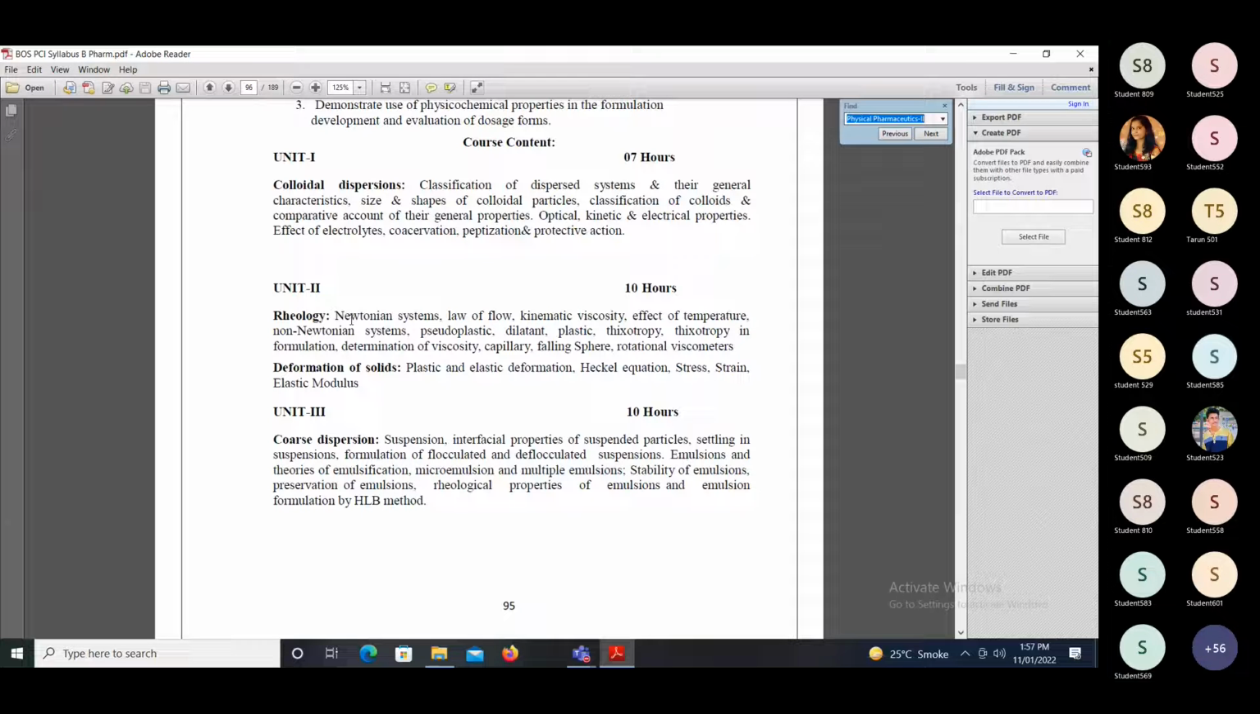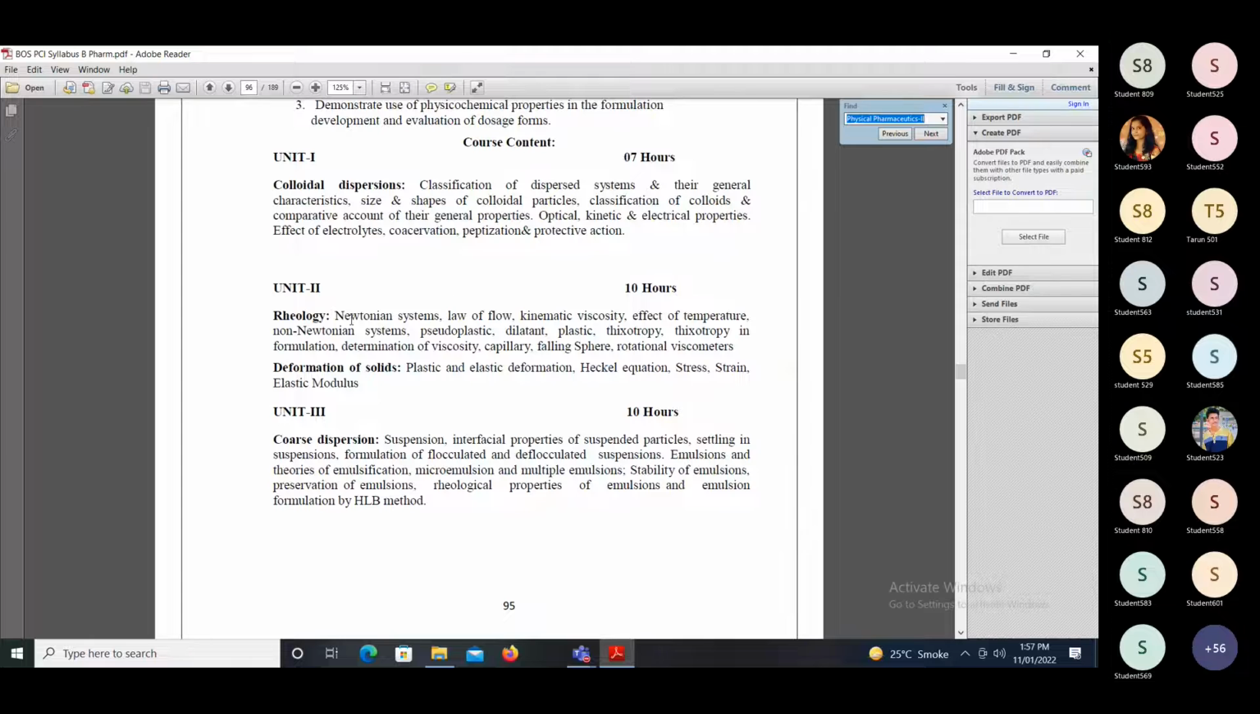The Newtonian and non-Newtonian types of fluid depend on the rheology characteristics of the fluids. If it is Newtonian, the fluid obeys the Newtonian law, and if it is a non-Newtonian system, the fluid does not obey the Newtonian law. That part we are going to discuss here.